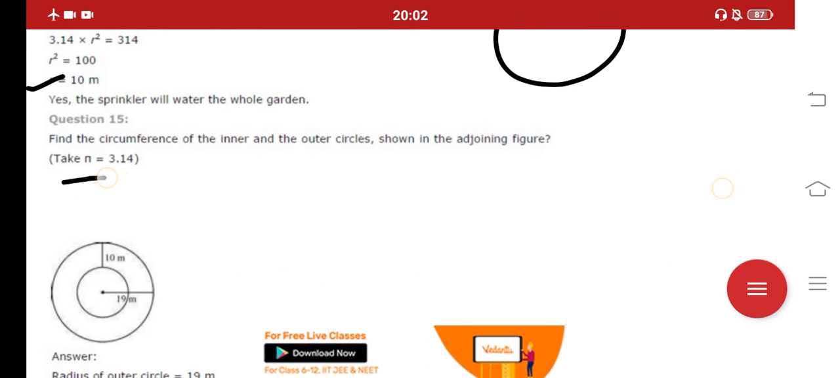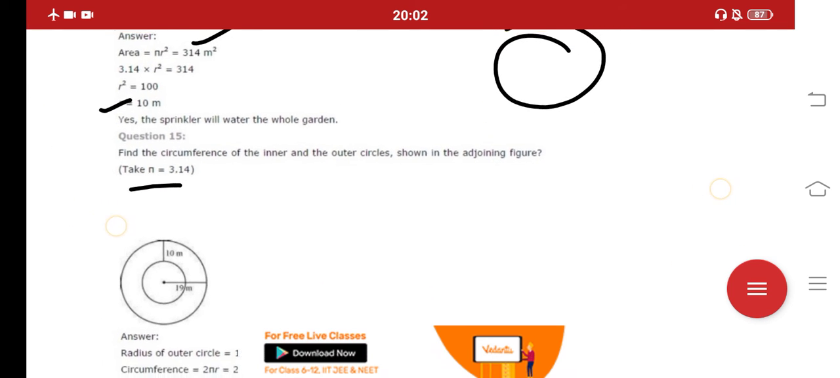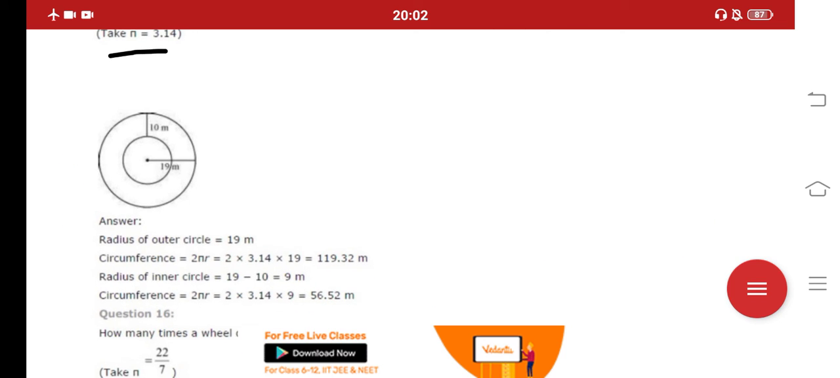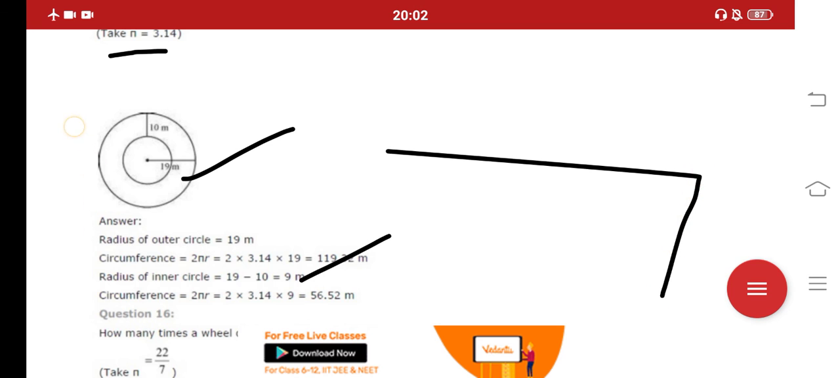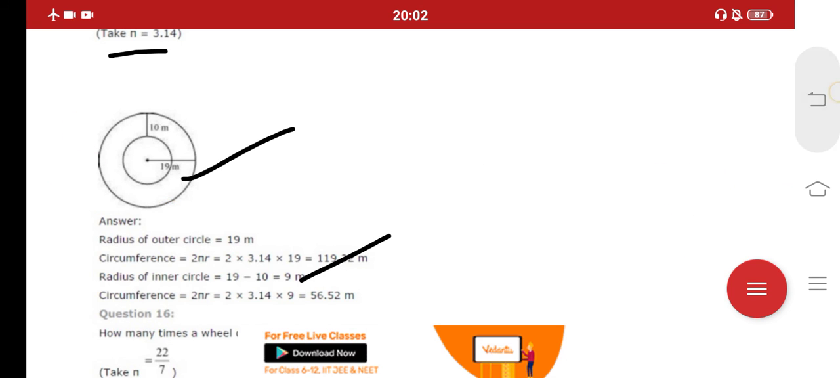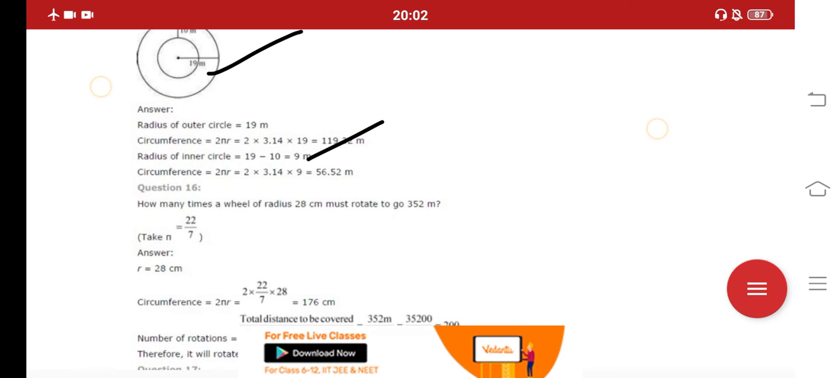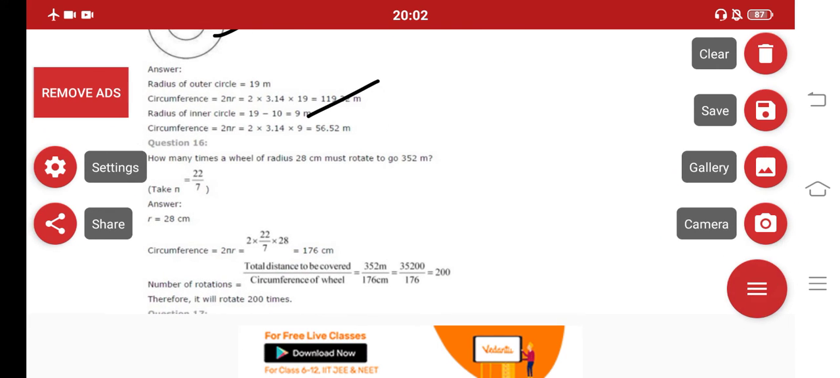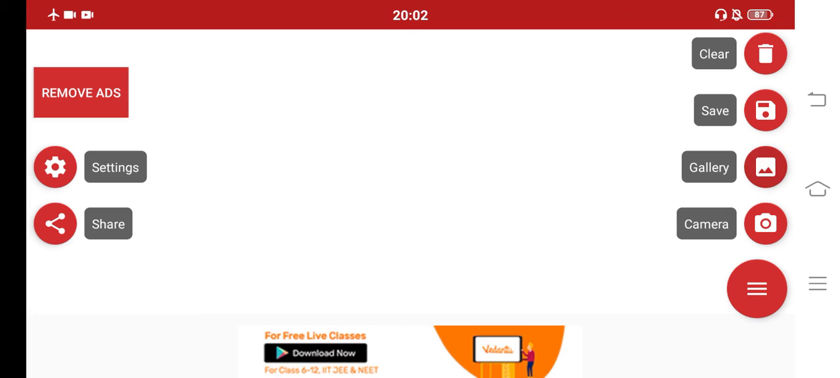Now question number 15. Find the circumference of the inner and outer circle shown in the adjoining figure. Circumference, how will we find out? By using 2 pi r. Now see, the radius of the outer circle is 19. 19 minus 10, that is the radius of the inner circle, so that is 9. If you know the radius, you can easily find out the circumference. Now this is our question number 15. Now let us see what is given in the next question.